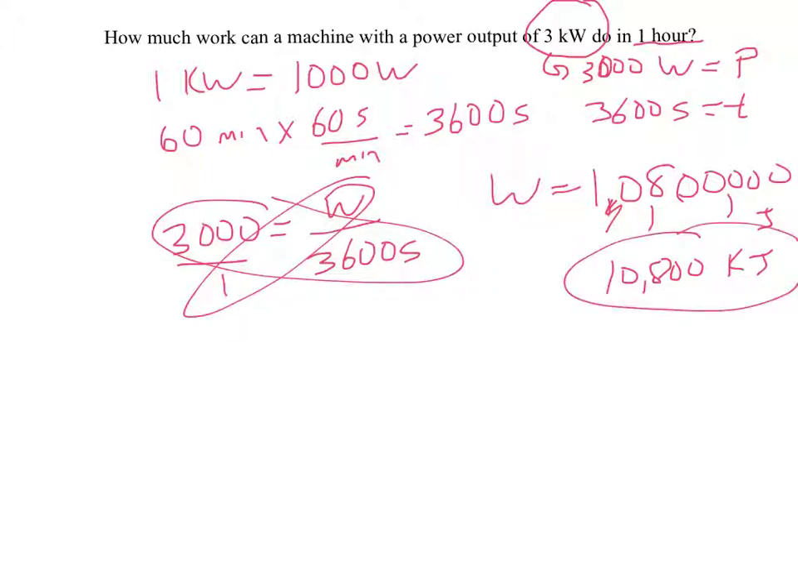And we can plug this number back into the original equation and see if we got it right. So we could take that number divided by 3,600 and you should get 3,000 watts. So it's a good way to check.